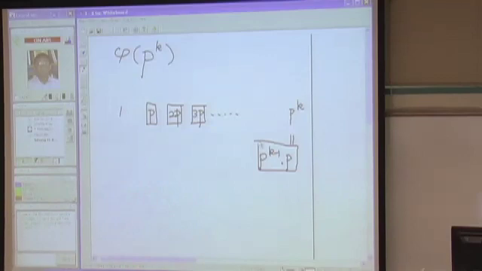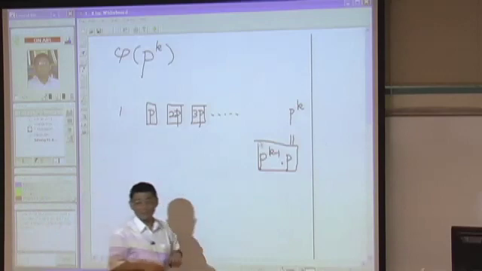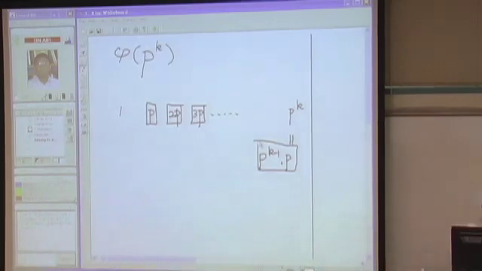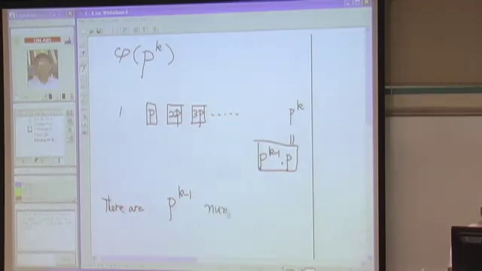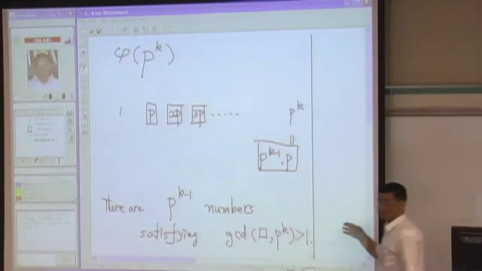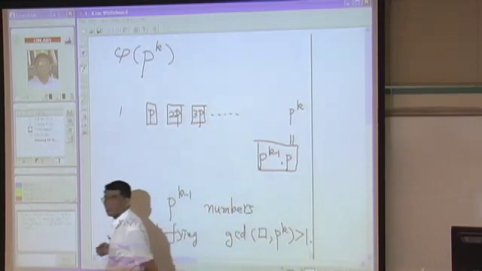Then how many numbers are boxed? Can you count the boxed numbers? So boxed numbers: p to the power of k minus 1 numbers, right? Boxes have... There are p to the power of k minus 1 numbers satisfying GCD of the number and p to the power of k greater than 1, right? Do you see it or not? If you don't see it, stop me. I will count it with you.